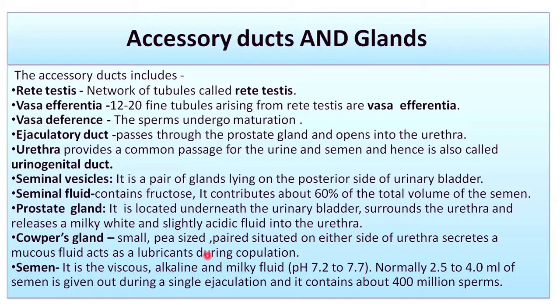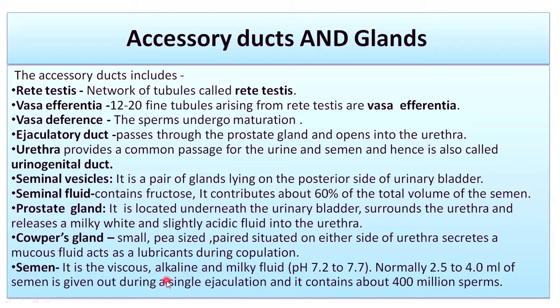Now, what is the bulbourethral gland and what is its function? It is a small, pea-sized pair situated on either side of the urethra, and secretes a mucus fluid that acts as a lubricant during copulation. The function is already given. It produces a mucus fluid which acts as a lubricant during copulation in the female body. During intercourse, it is very helpful.